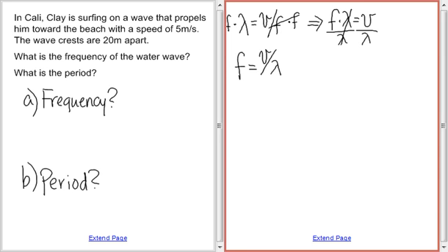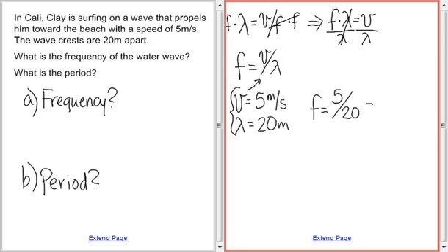If we look at this, what different things do we know? We know that our speed is equal to 5 meters per second. And it tells us that our wave crests are 20 meters apart. It tells us that our wavelength is 20 meters. You have both of these, and all you're going to do is plug them in up here. So the frequency of these waves is equal to 5 divided by 20. It's going to give us a frequency of 0.25 hertz, or a quarter of a wave every second.